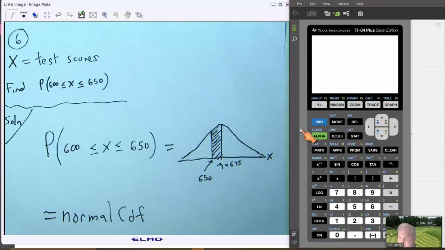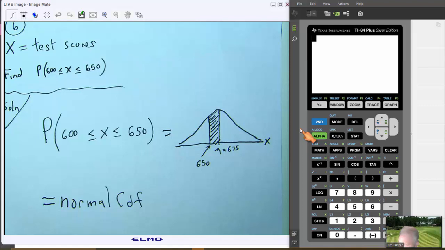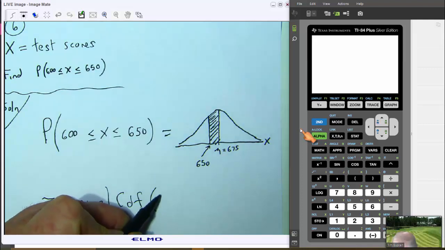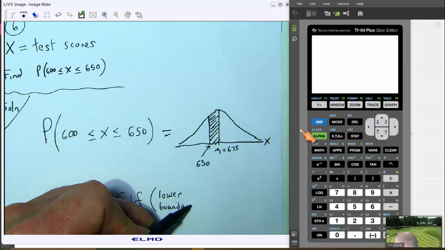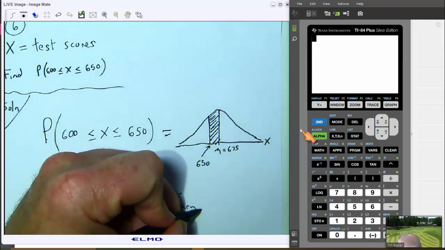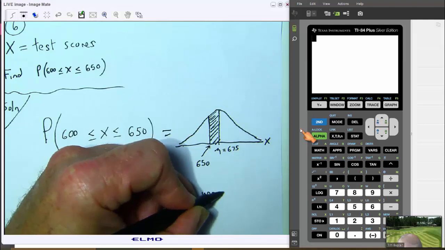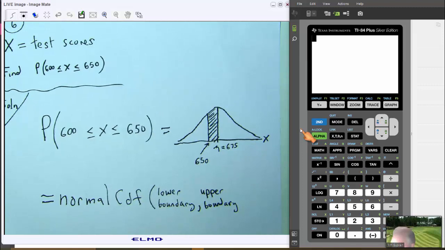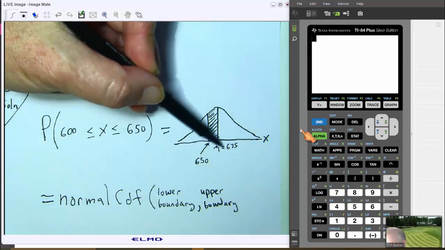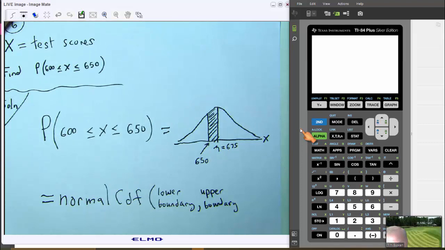When you use the normal CDF command, the calculator is going to ask you for four things. You have to tell the calculator the two numbers that you want the area between. These are called a lower boundary number and an upper boundary number. For this problem, the lower and upper boundaries are 650 and 675, the two numbers that you want the area between.